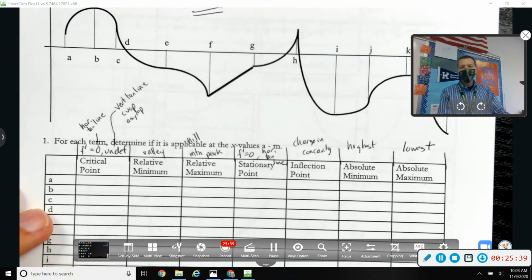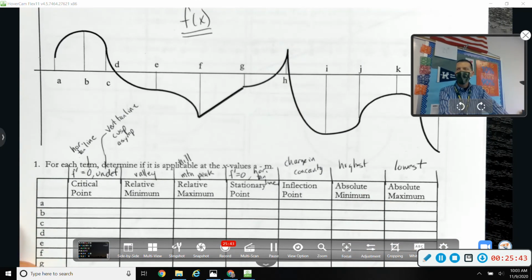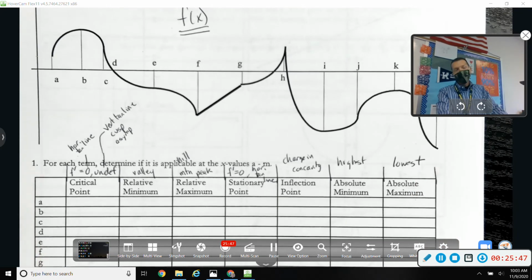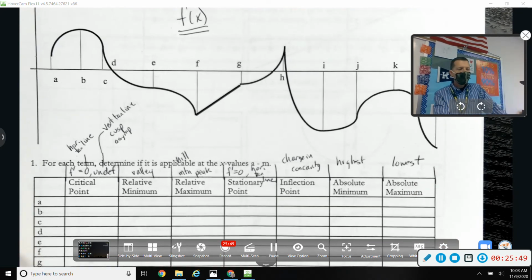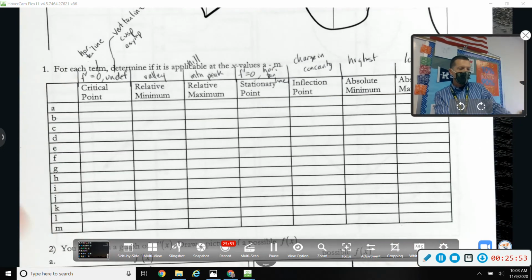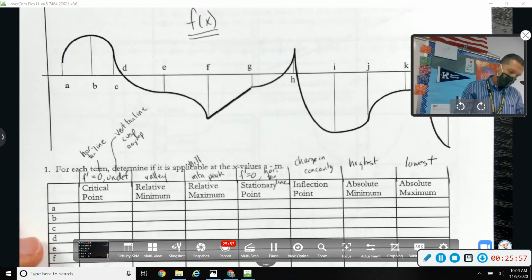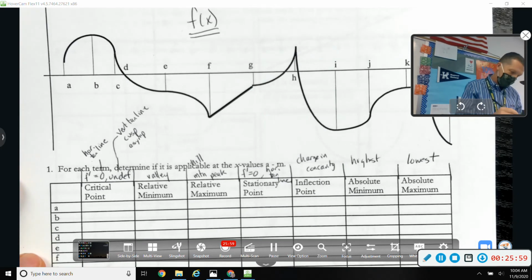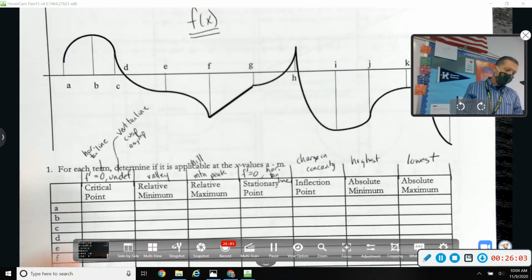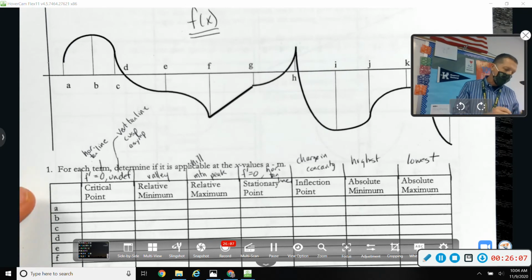So unless there's a tie, there should only be one check in the absolute minimum column, and there should only be one check in the absolute maximum column. Unless it's a tie, and then you would list them both. But this one doesn't have any ties. So let's do the critical point column most of the way together. That's the hardest one, and then I'll give you a few minutes to finish it, and then we'll move on to the graphs. There's also some debate on some of these points, so you can give me your opinion if you like.